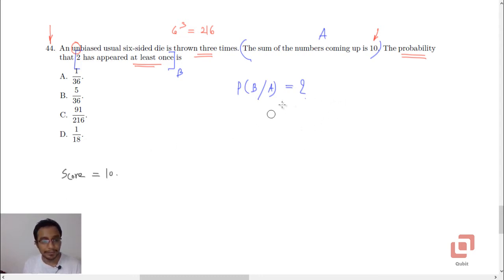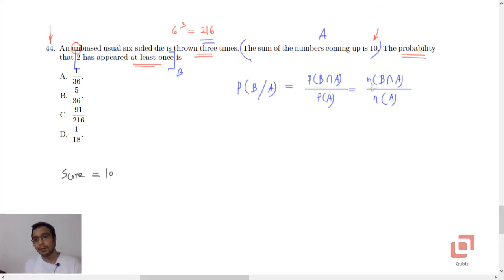And if I were to write it by the conditional law, it will be probability of B intersection A upon probability of A. Or in other words, you can say that it is N of B intersection A upon the size of the sample space, divided by N of A divided by the size of the sample space. So both of those will go, that is the size of the sample space, which is 216, mind you.